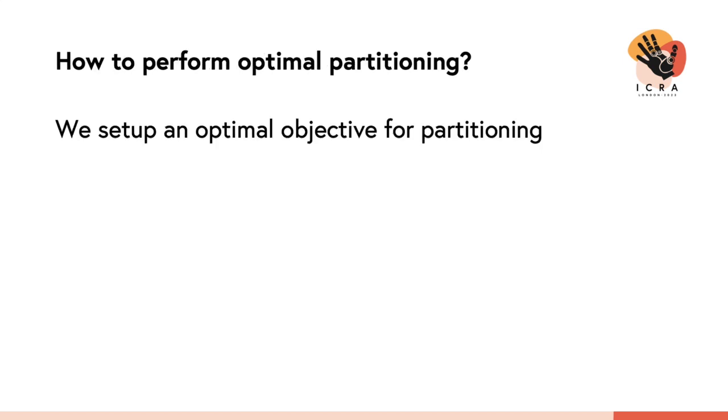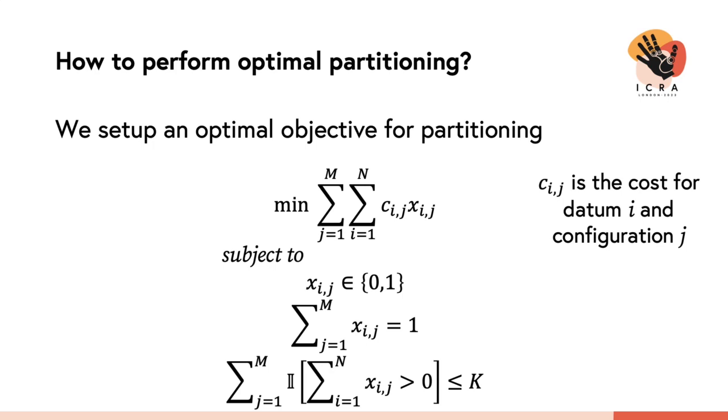To perform partitioning, we set up an objective function for optimal splitting. This takes the form of a linear program that minimizes total cost. Here, C_ij is the cost for data i and configuration j. We require that each variable be 0 or 1, and that all data points have exactly one configuration assigned to it. We also require this chosen number of configurations to be greater than or equal to k. Given k, it's also possible to evaluate all m choose k sets and return the best, and that typically ends up being faster when k is equal to 2.